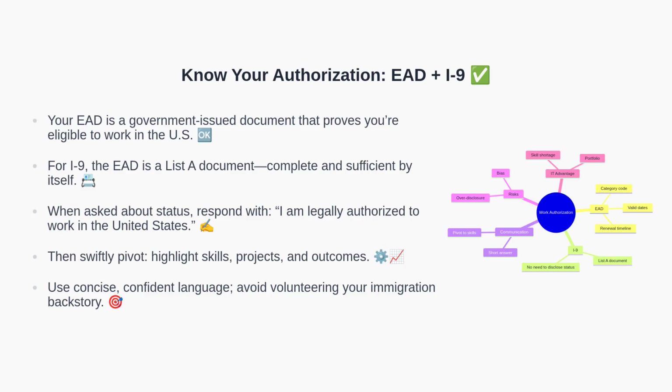When asked about your status, use a brief and clear statement. I am legally authorized to work in the United States, and I can present my EAD for I-9 verification. Immediately pivot the conversation to your technical strengths, such as cloud architecture, security hardening, or data engineering results. Keep your language concise and confident, and avoid volunteering details about your underlying immigration application. Next, we will expand on why limiting disclosure is strategically important.